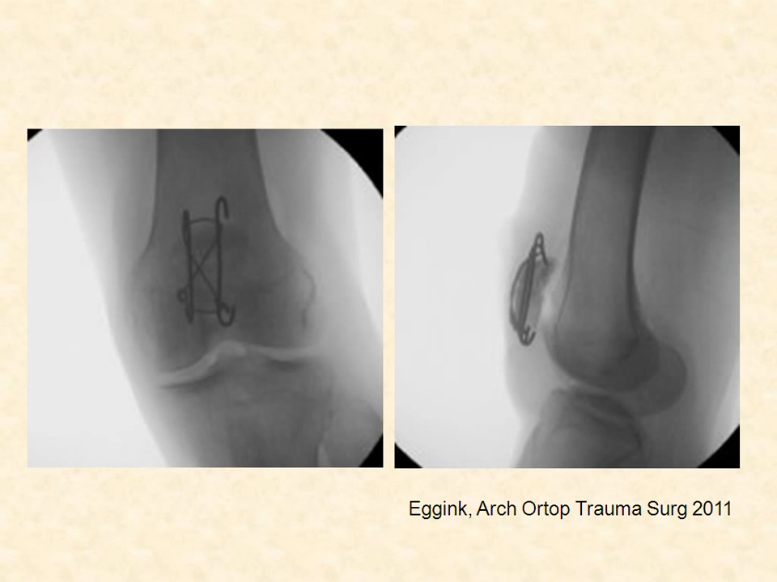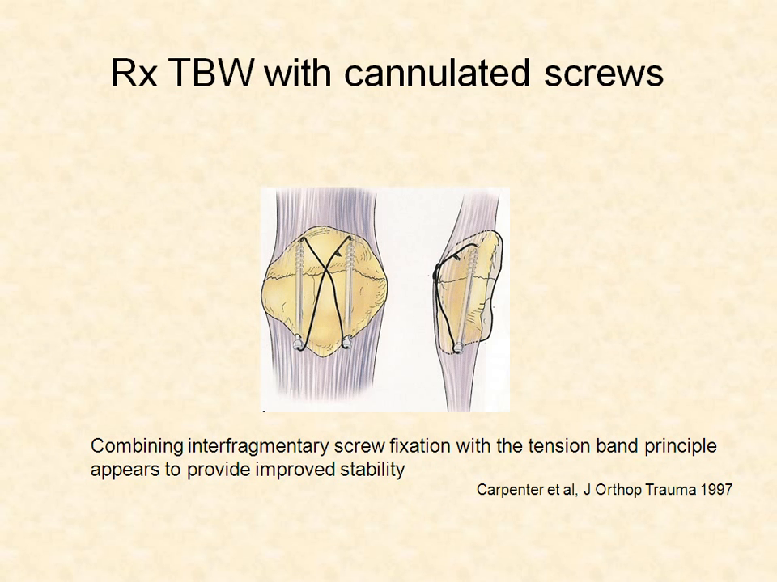One of the things about these tension band wiring systems is they do tend to cause a lot of soft tissue irritation, and this can be minimized to some extent by bending the wires at both ends and making sure that they're not too prominent, and as illustrated in this technique here. And some people use 4 wires rather than 2, so they can more easily bend the wires and impact them into the patella to minimize the amount of soft tissue irritation which occurs.